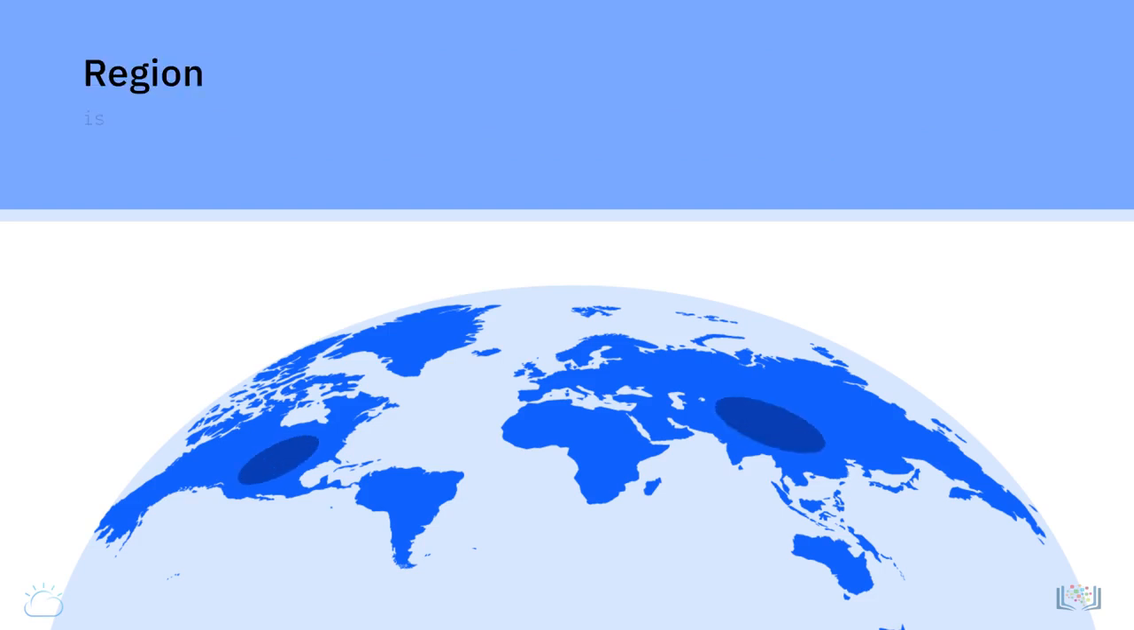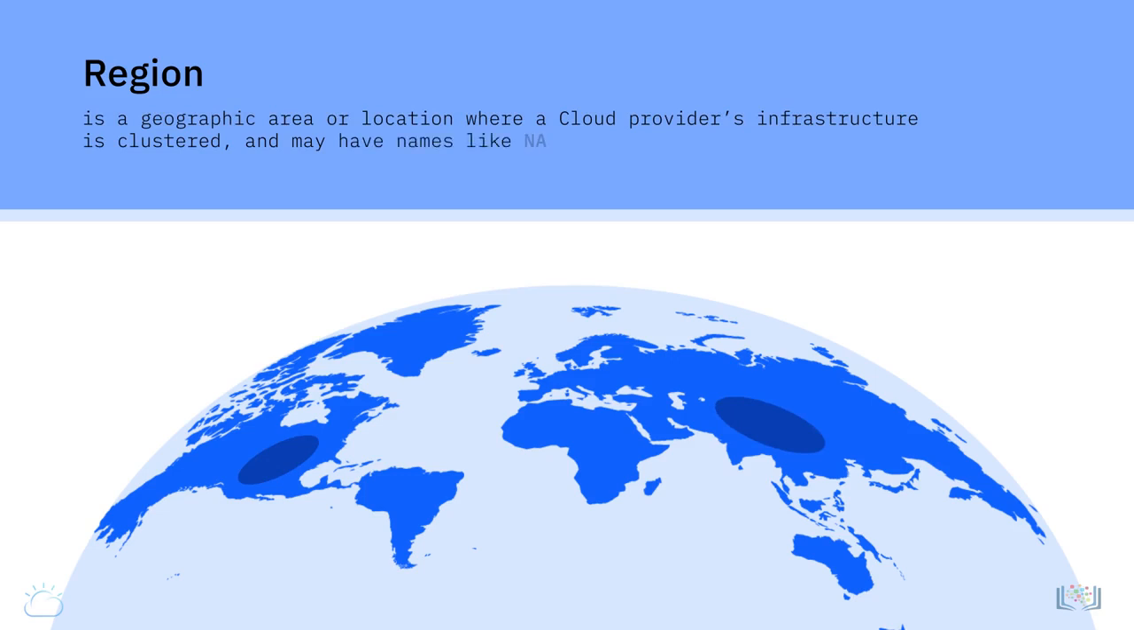A cloud region is a geographic area or location where a cloud provider's infrastructure is clustered and may have names like NA South or US East. The cloud regions are isolated from each other so that if one region was impacted by a natural disaster, like an earthquake, the cloud operations in other regions would keep running.